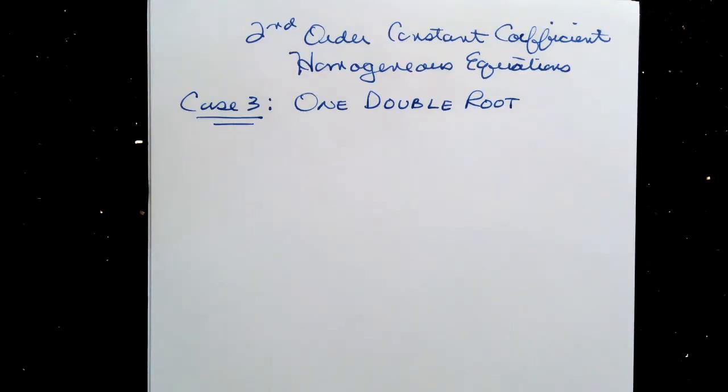Okay, welcome everyone. In this lecture, we're going to study the third case of the second order constant coefficient homogeneous equations that we've been looking at starting last week. In this case, we have one double root of the characteristic equation.